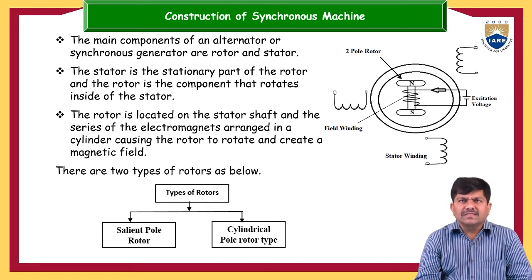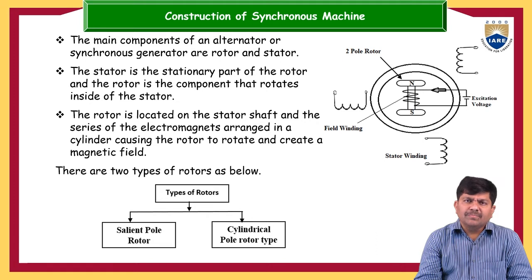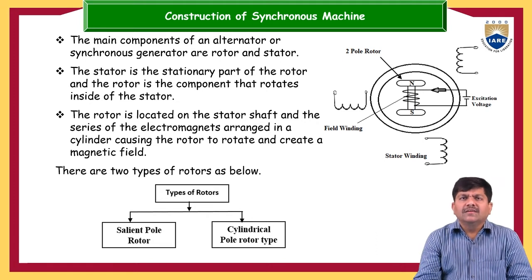The main components of this alternator or synchronous generator are the rotor and stator. The stator is the stationary part, and the rotor is the component that rotates inside the stator. As we stated in the beginning of today's video session, in the conventional alternator the rotor is the place for keeping the armature conductors. That is the body that always rotates inside the stator. The stator is meant for the field windings only.